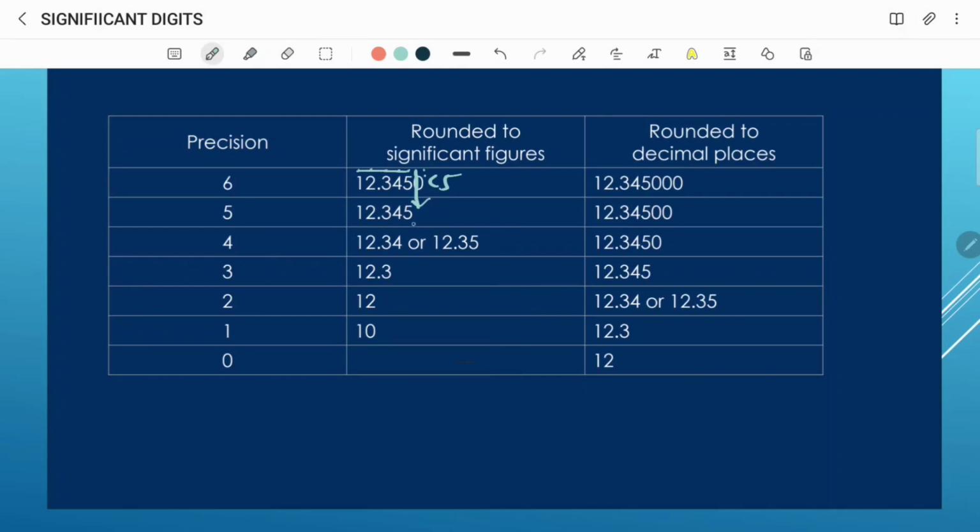Now we want to round up this number up to 4 significant digits. That means we want to keep the first 4 numbers. The last number is equal to 5 and the number before that is even, so it remains unchanged.